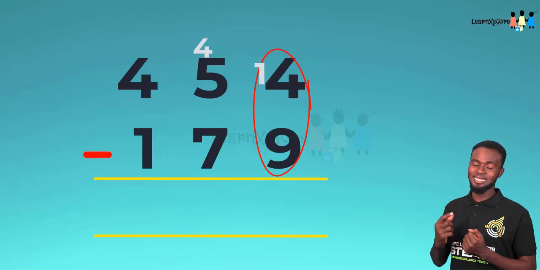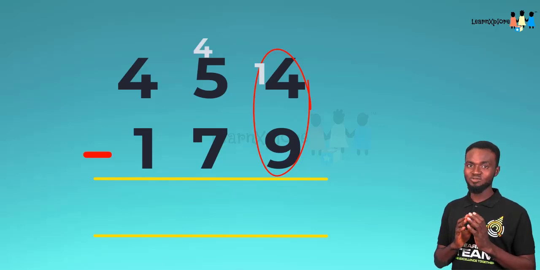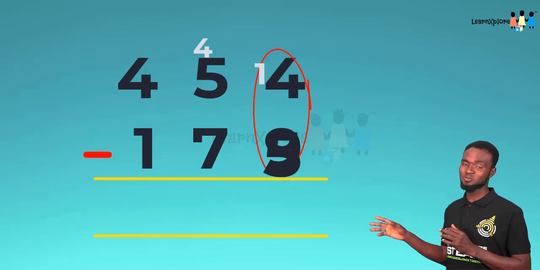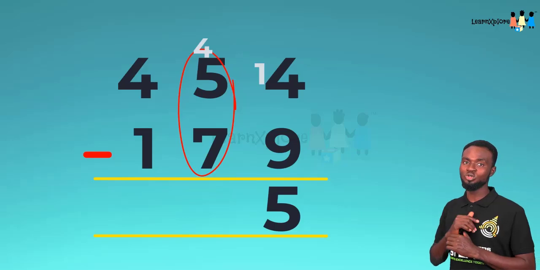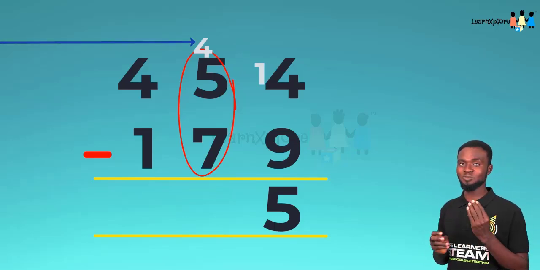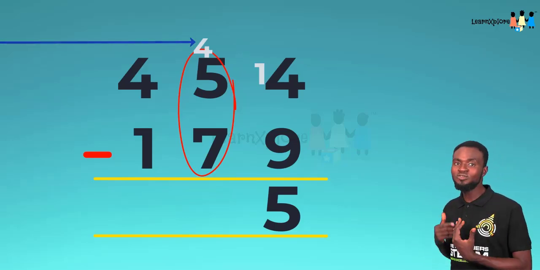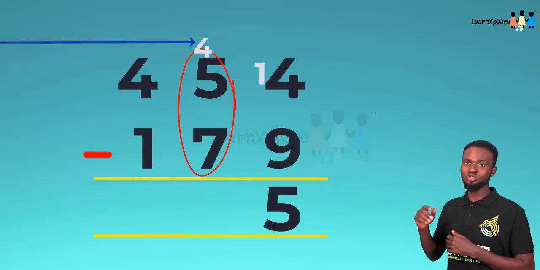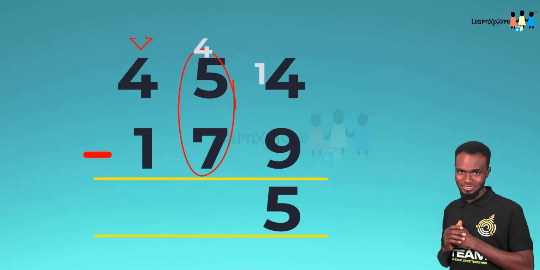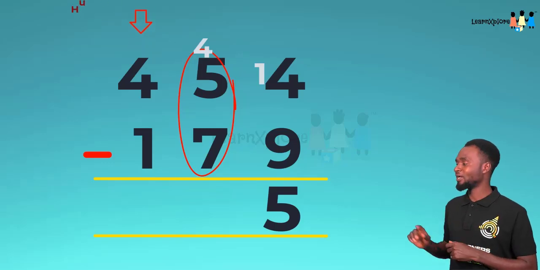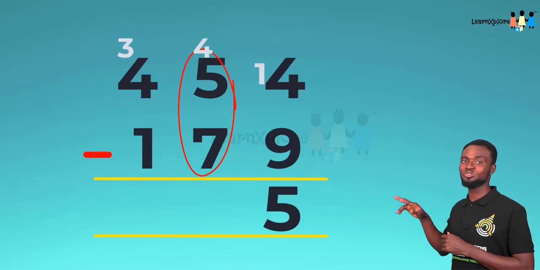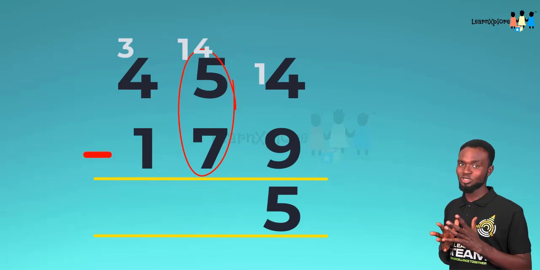Now remove 9 from 14. You'll be left with 5. Write the 5 in the ones place. Now where you borrowed 1 from in the tens place has become 4. Now you cannot remove 7 from 4. You have to go to the 4 in the hundreds place and borrow 1. Now it becomes 3. You add the 1 you borrowed to the 4 in the tens place, it becomes 14.